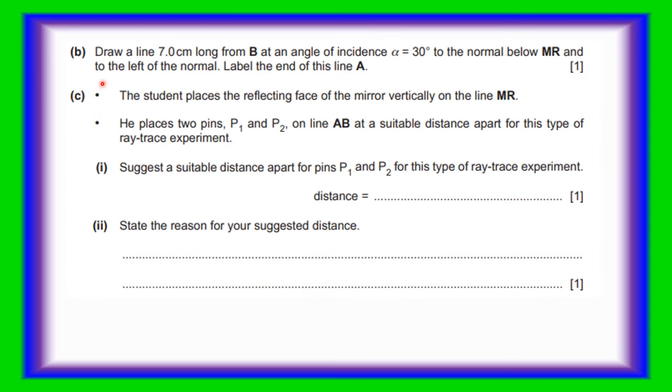Let's go to the next one. Now draw a line 7 cm at an angle of incidence of 30 degrees. So you take a 30 degree. Then the student placed the reflecting surface of the mirror vertically on this, and then he placed 2 pins on AB and suggests a suitable distance that he can put between them. The distance between pins should be 5 cm, 6 cm and above, so that the pins can be aligned. State the reason why you suggest this: so that the pins can be aligned when you are viewing it for perfect alignment. The distance can be greater than that, to ensure greater accuracy and to ensure the pins are aligned in a straight line.